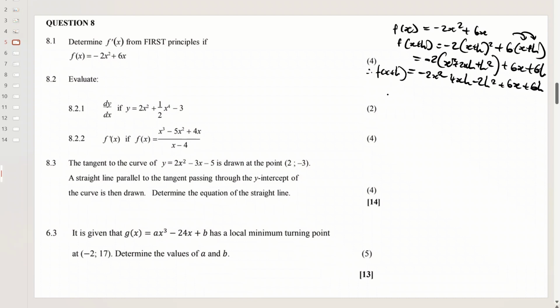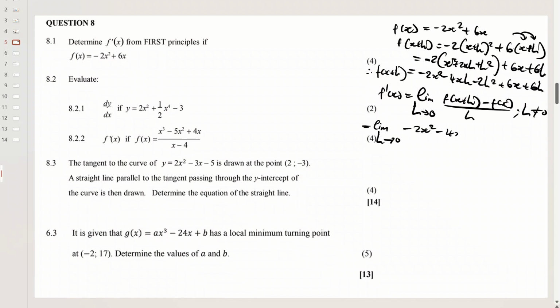Write down the first principle formula. F prime of x is equal to the limit as h approaches 0 of f at x plus h minus our original function f of x, everything divided by h. H cannot be 0, meaning we have to eliminate the h at the denominator there. So now make the substitution, guys. So this is the limit as h approaches 0. The f at x plus h is just that part there, this part. So this is it.